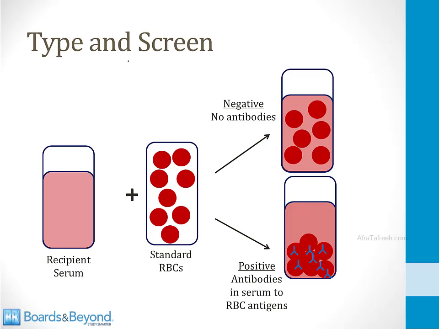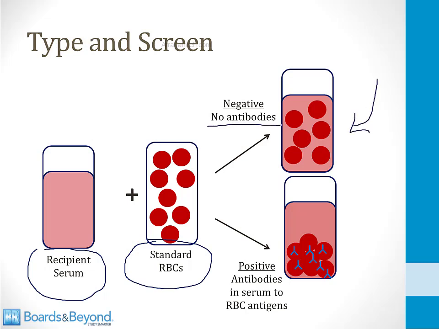Here's a depiction of how the antibody screen is performed. You begin with the recipient's serum and you mix that serum with standard red blood cells that contain many different red blood cell antigens. If there is no agglutination, that's a negative test. It means there are no important antibodies in the recipient's serum. If the red blood cells agglutinate, it means there are antibodies in the serum to some of the more rare red blood cell antigens. You can then do further testing to figure out exactly which antibodies are present.